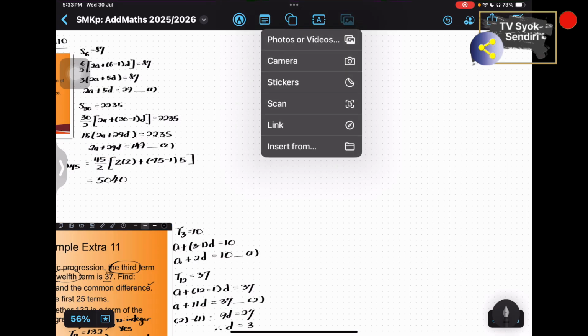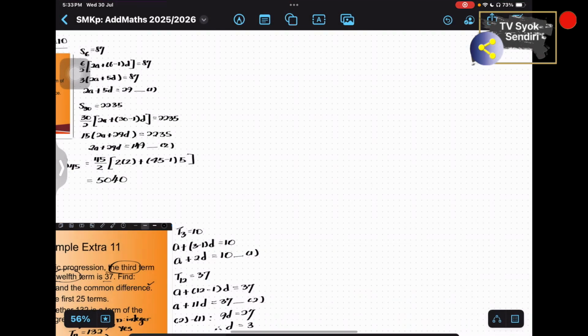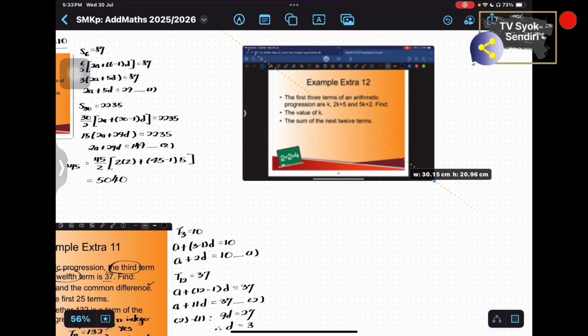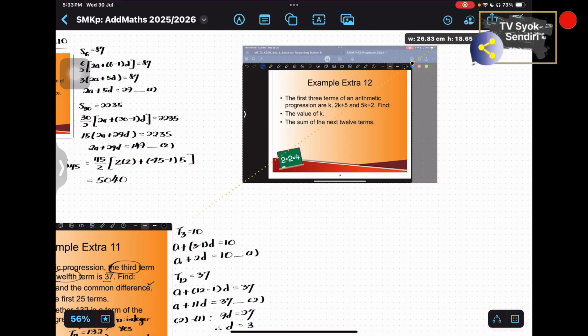Okay, so I'm going to use this side for the next example. There is example 12. Okay, same thing, just allow me to zoom.